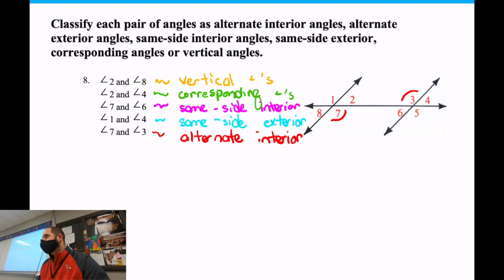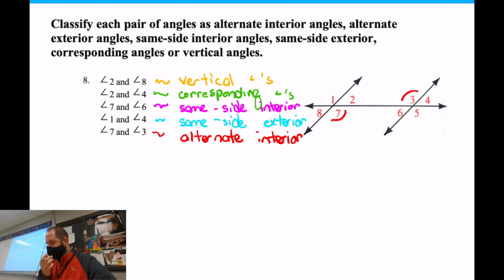If one's inside and one's outside of the 2 parallel lines, then you know it's corresponding probably automatically. And if it's interior, exterior, same side, then that's pretty straightforward. So you just break it down really quick. Okay? All right. Any questions with any specific type that you'd like to see again?